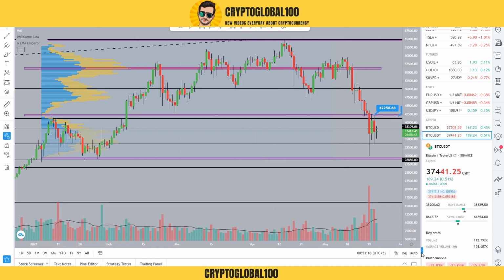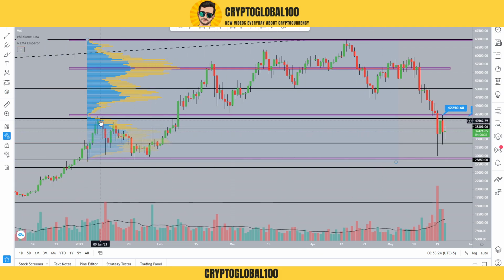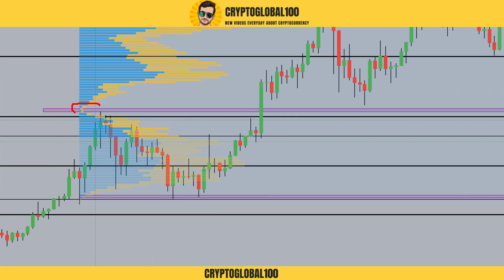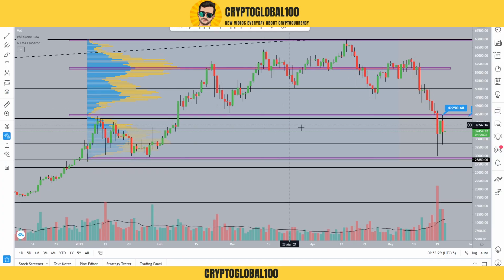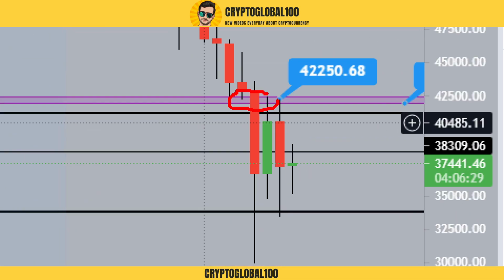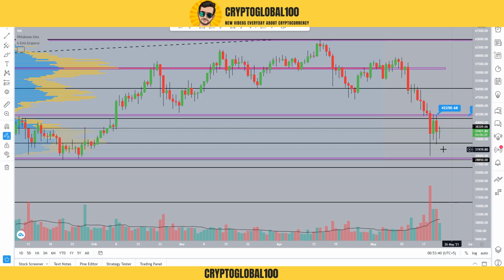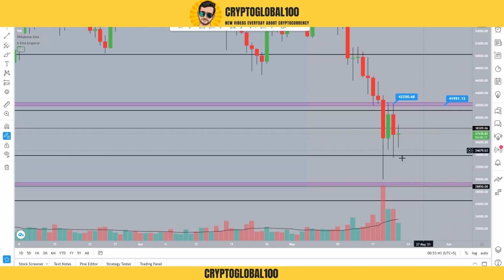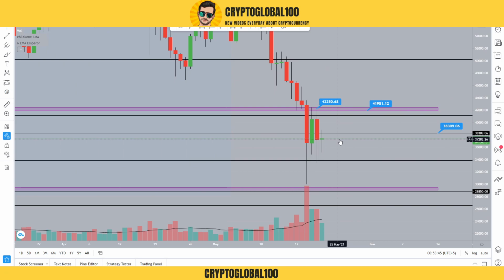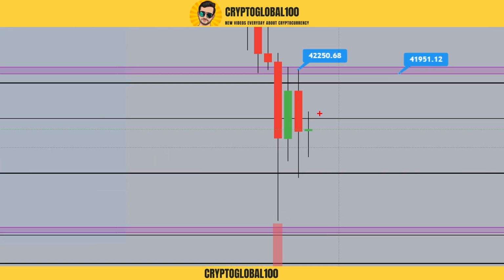BTC is very critical right now, as I have told in my previous videos. If we take a look at the BTC, it is almost touching the resistance here. 42,000 is a major resistance for now. Altcoins follow BTC. So if BTC falls, alts fall. If BTC rises, alts also rise with it. So we have to keep an eye on the BTC.